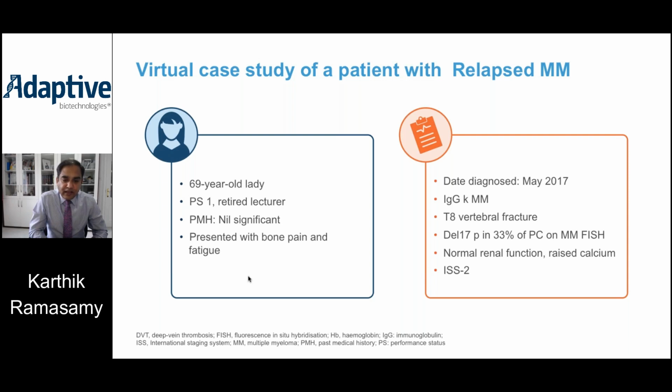She had IgG kappa myeloma, had a T8 vertebral fracture, and this time the myeloma FISH on the bone marrow showed deletion 17p in 33% of plasma cells. She in fact had normal renal function and a raised calcium and ISS of 2 at diagnosis.